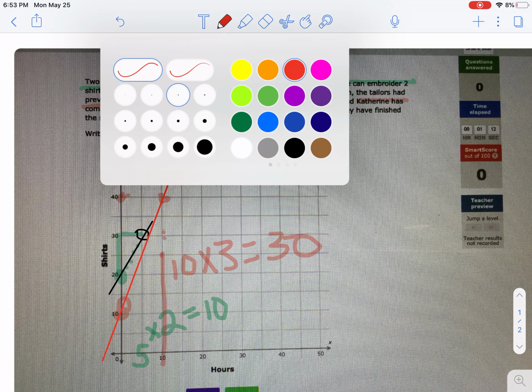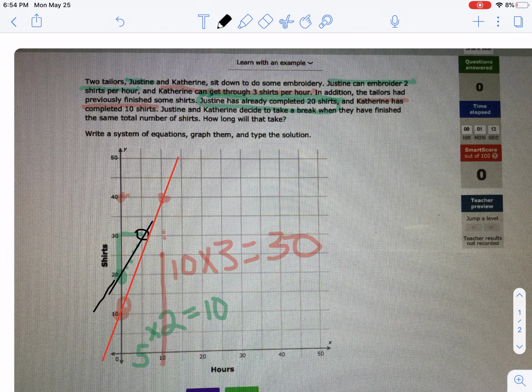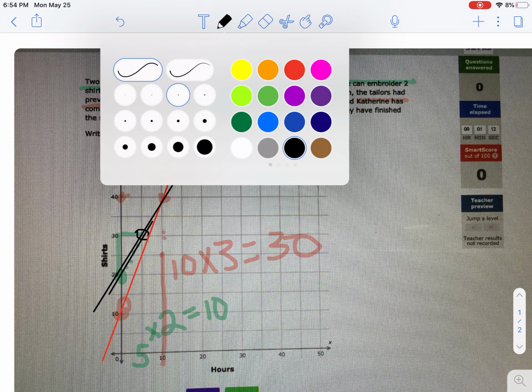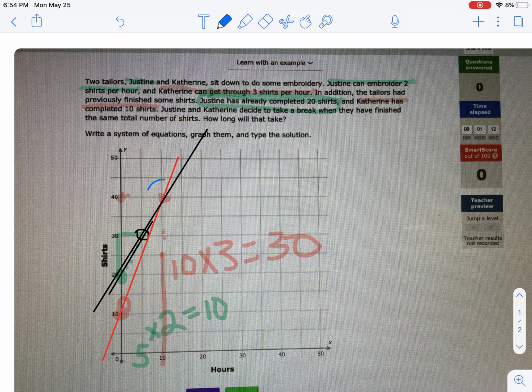Okay? If we were to, I'm going to extend this black line a little bit so we can see where they cross. And you can see that if we look at where the lines cross, the solution is also here at 10 hours and 40 shirts. So they can both do 40 shirts in 10 hours.